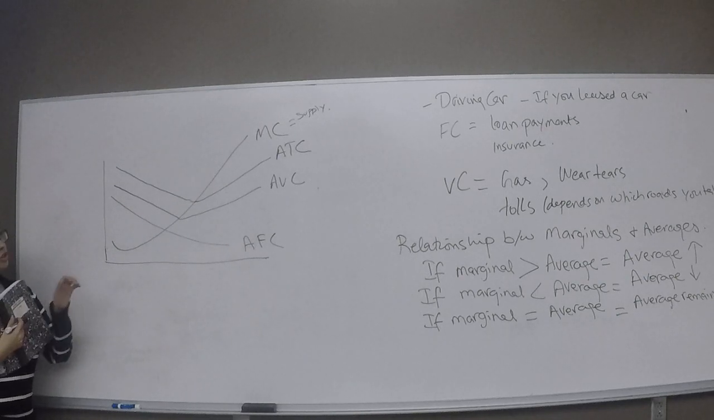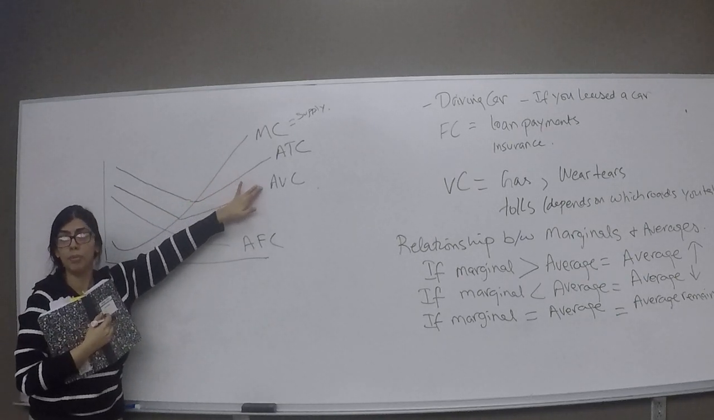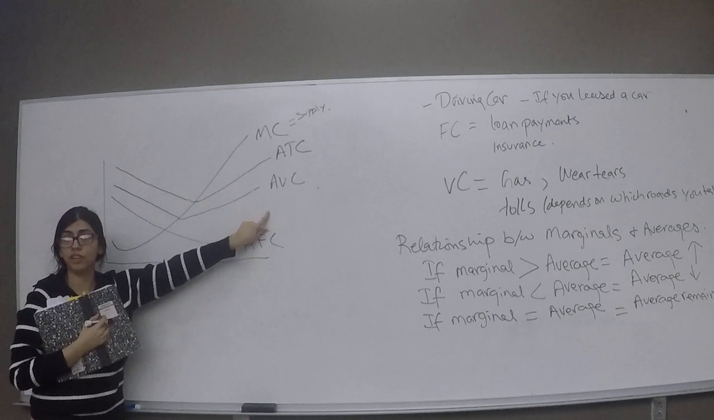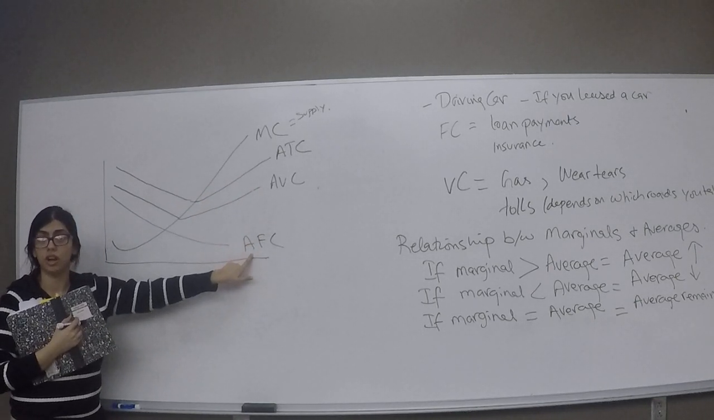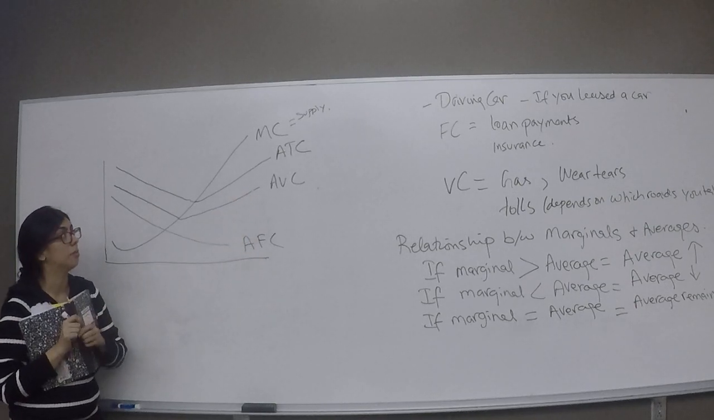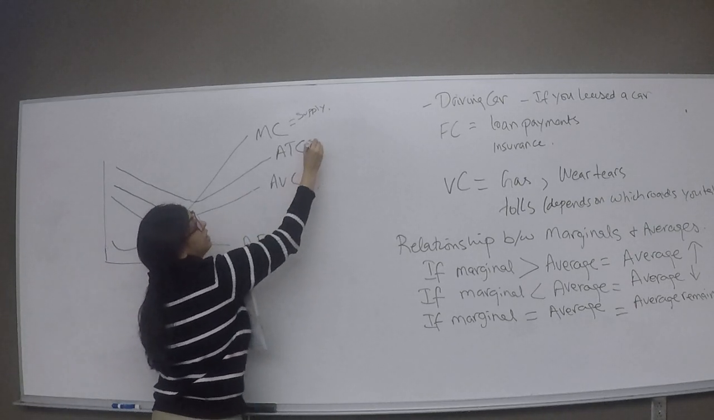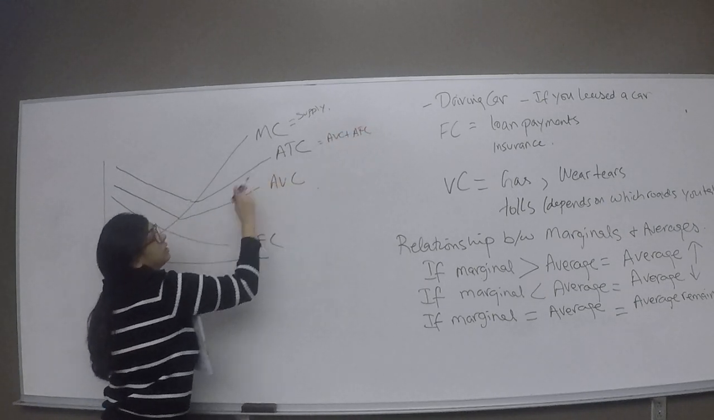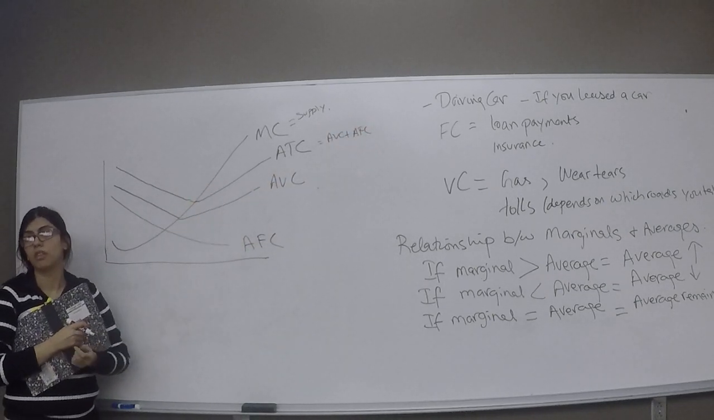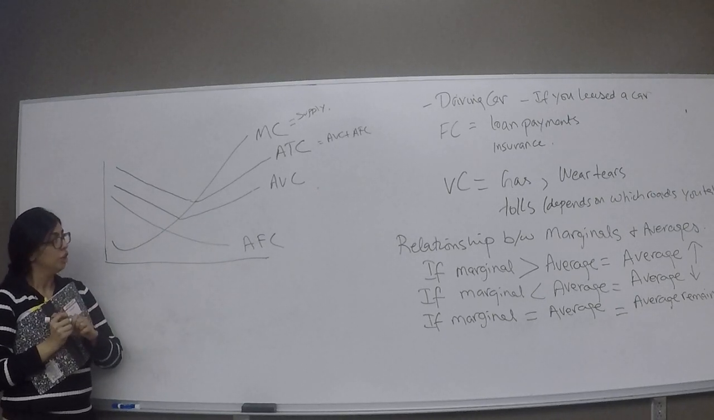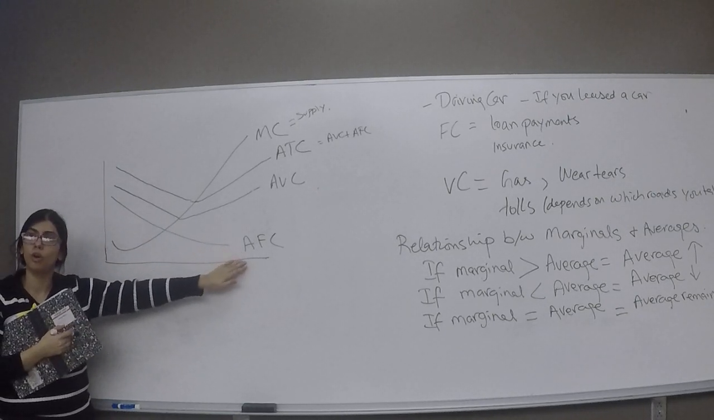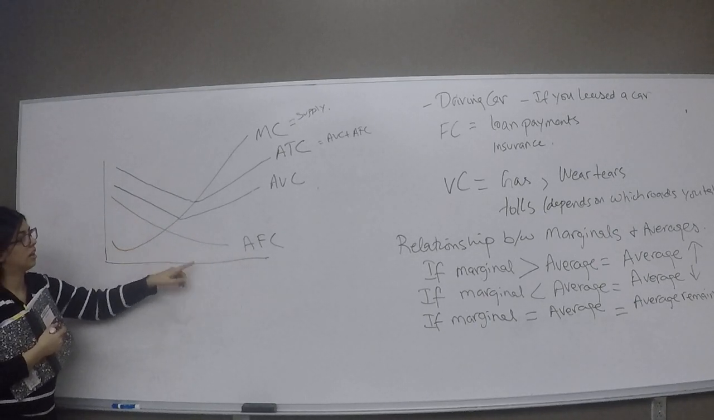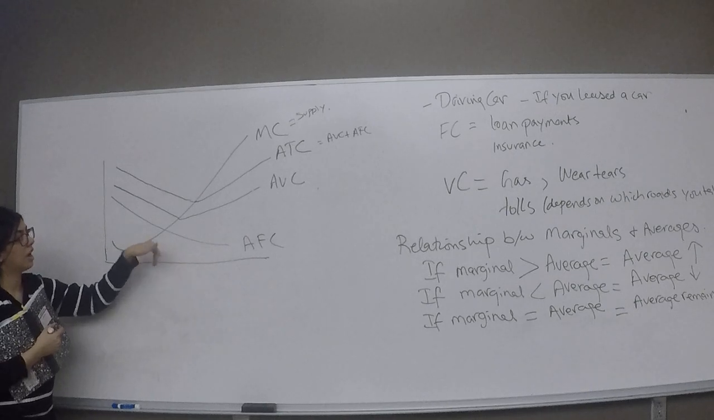Notice that average total cost is on top. It's on top because it includes average variable cost and average fixed cost. Average total cost is equal to average variable cost plus average fixed cost, which is why it's above those two. So average fixed cost is your lowest, almost like a downward sloping kind of curve.